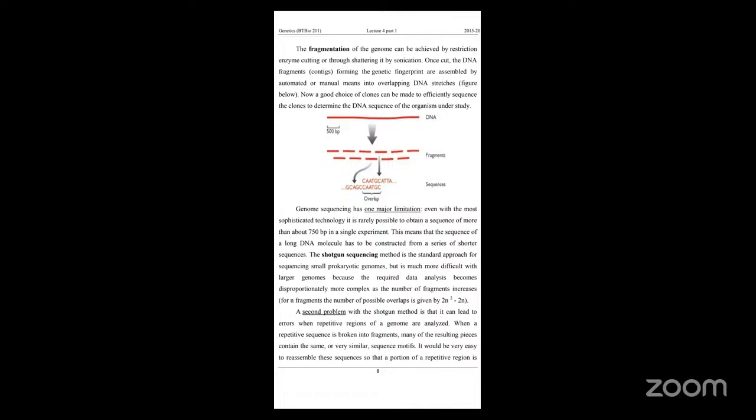Then the second problem with this method is what? It can lead to more errors because the repetitive regions of the DNA of a genome will be analyzed. So that is the reason why these are some of the drawbacks. Whenever you are doing it, you have to be very careful because the DNA length is very, very large. So it is very difficult to get the whole DNA sequenced in a stretch.